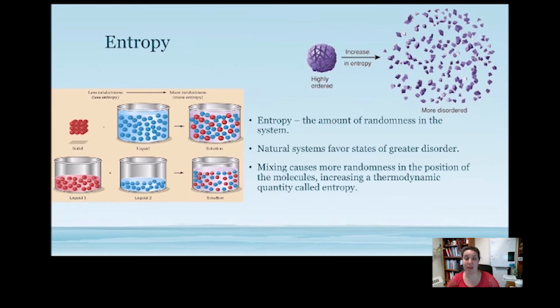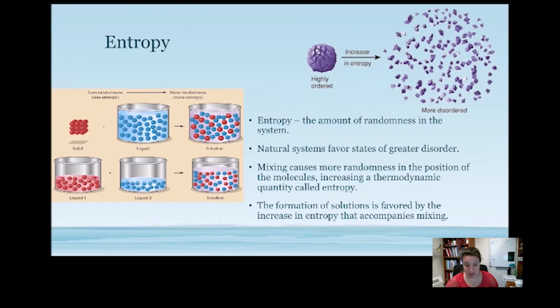Mixing substances is going to cause more randomness or more disorder, and it's because the positions of the molecules are not going to be in this rigid arrangement anymore. They're going to be mixed throughout in a random distribution. This is going to increase our thermodynamic quantity, entropy. So the formation of solutions is favored by the increase in entropy that accompanies mixing. Anytime we make a solution, our entropy is going to increase because of the increase in disorder. So energetically, it's favorable to have more disorder.